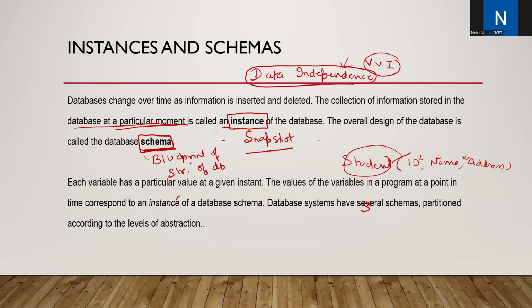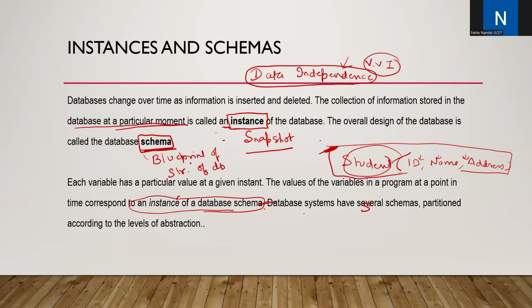So what will be the schema? If I'm writing the student with its attributes, then it will be called a schema. If in some management system we have three or four entities and we are showing them with their attributes or characteristics, that will make the schema of the database. So these two terms you have to remember. Each variable has a particular value at a given instant. The values of the variables in a program at a point correspond to the instance of the database schema.